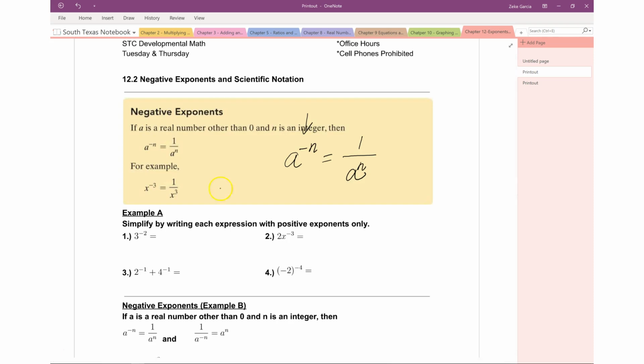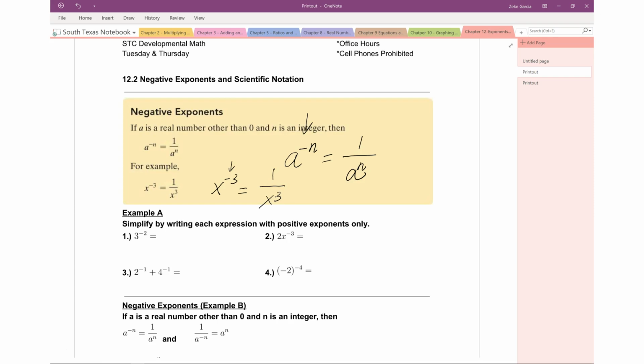For example, we have x to the negative 3 power. That negative requires us to get the reciprocal of x to the third, which is 1 over x to the third. And since we did the reciprocal, the negative sign will not be used.